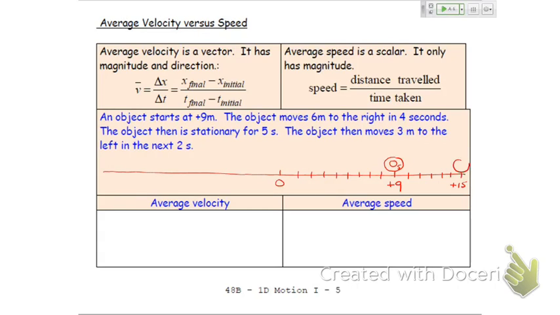And how long did that take? That took 4 seconds. And let's put a little arrow in to show we went in that direction. The object is stationary for 5 seconds. Okay, well, let's just leave it where it is. But now the clock has ticked away to 9 seconds. The object then moves 3 meters to the left in 2 seconds.